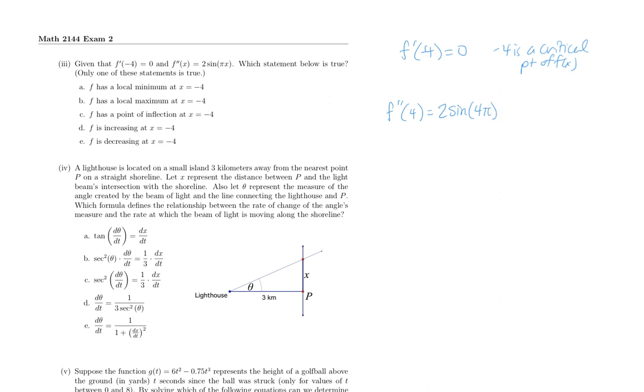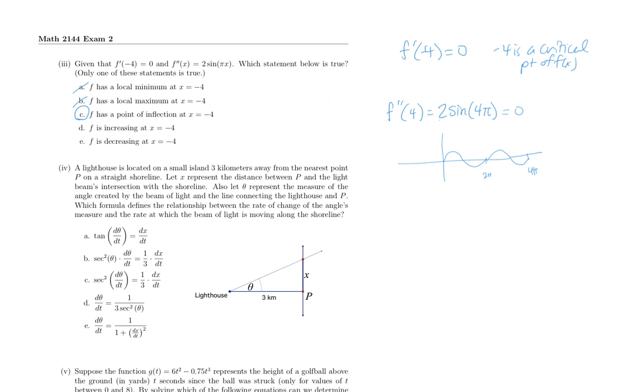Well, if you plug that into your calculator and you're in radian mode, you're going to see that that's going to give you 0. And we can also think about the sine function. We're basically having something like this, that when I plug in 4 pi, so at 2 pi it's at 0, and then it repeats again, and at 4 pi it's back at 0. And then this 2 just stretches it vertically. So we have that f double prime equals 0 there. So it's not a local max or min. It ends up being an inflection point.